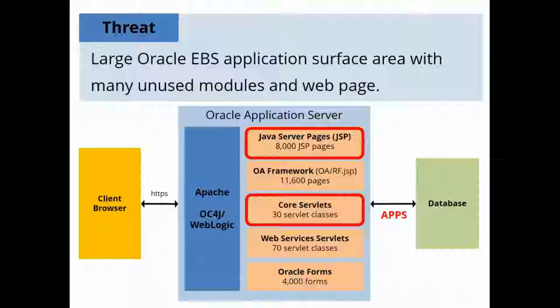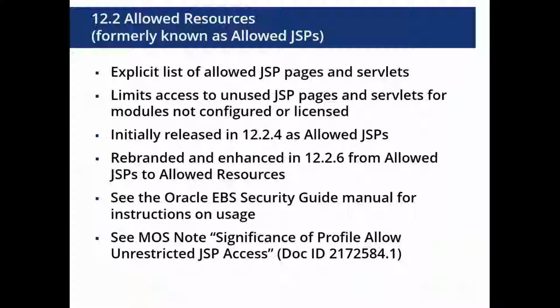There has been no equivalent previously for internal implementation. So when you implemented iSupplier on the internet, you can block it down to just iSupplier. If I'm just running financials internally, there's no way I can say just turn off Oracle Student System, block all those web pages. So within 12.2, Oracle has included a feature called allowed resources. It's formerly known as allowed JSPs. So they changed the name from allowed JSPs to allowed resources. It is the exact same functionality as it's been rebranded and enhanced over time.